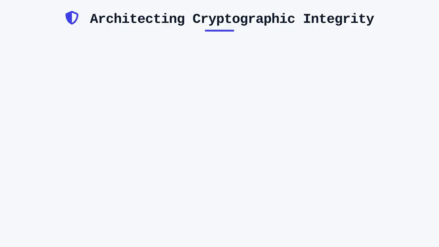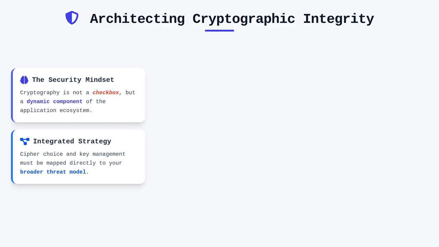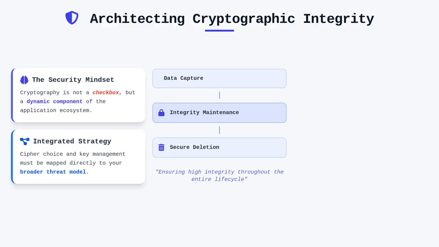Building these architectures requires a mindset that views cryptography not just as a checkbox requirement, but as a dynamic component of your application ecosystem. You must treat your cipher choice and your key management strategy as an integrated part of your broader threat model. It is not enough to select the right algorithm. You must ensure the entire pipeline, from the moment data is captured to the point where it is finally deleted, maintains this high level of integrity.